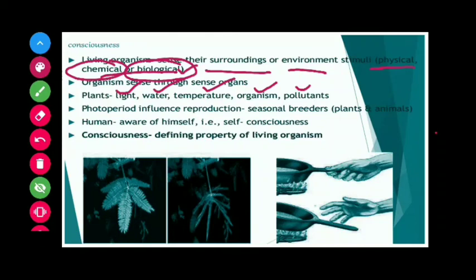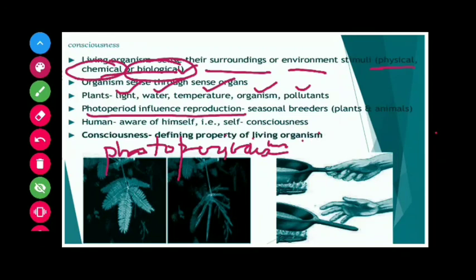They respond to light by photoperiodism. Okay, means all these organisms from prokaryotes to eukaryotes respond to light by photoperiodism, and to seasons by showing cyclic variations. Human beings are the only organisms who are not only conscious or aware of the outside environment but aware of themselves. That means they have self-consciousness.